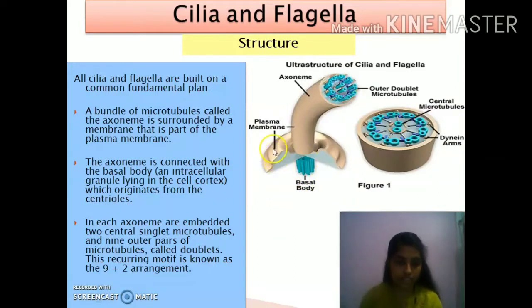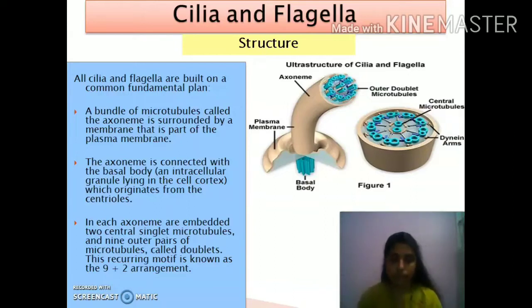You can see this one is the plasma membrane of the cell, a portion of the plasma membrane of the cell which ultimately gives rise to the axoneme, and the axoneme is nothing but the elongated structure or hair-like structure which is present in the cilia or flagella.